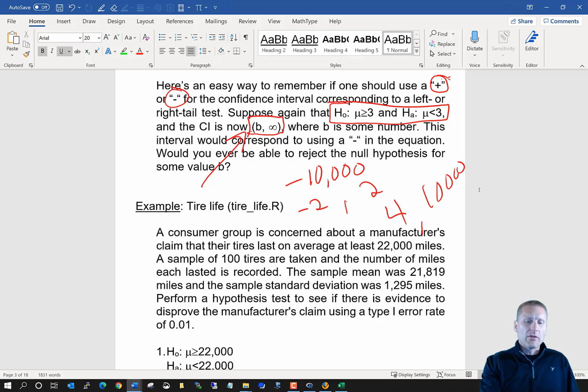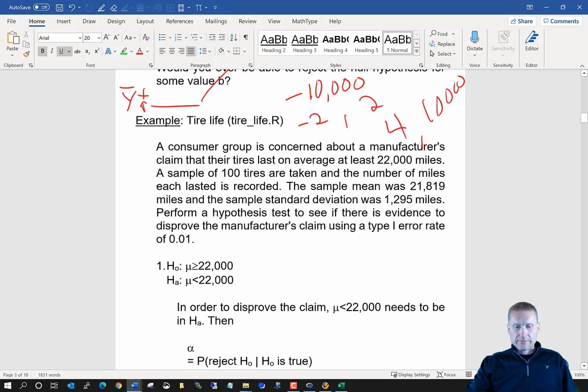Instead, what I do need to do is look at the other kind of interval, which would be y bar plus then the rest of the stuff. So that's the intuitive way to understand, do I use the plus or the minus version of that confidence interval? Okay, so let's take a look at an example.